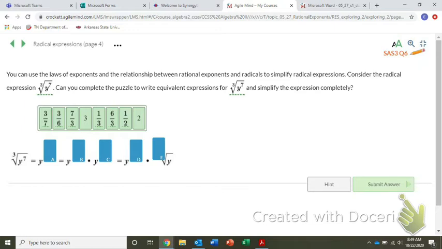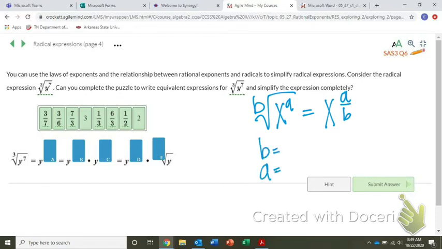Okay, so first we want to write the rule. Okay, next we want to write what b equals and then what a equals. So b is our root. So what kind of root are we taking? We're taking a cube root. And our a is our power. What is our power? 7.